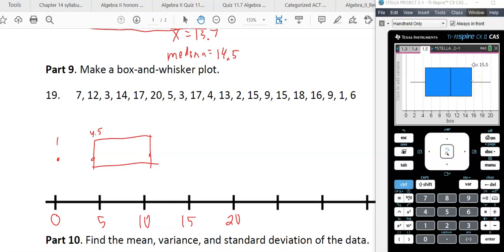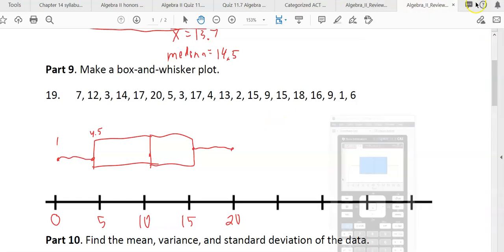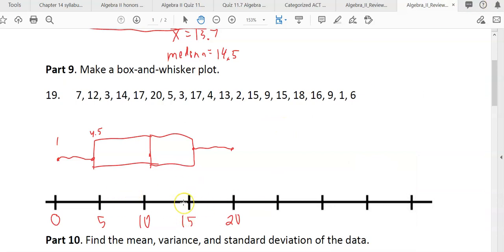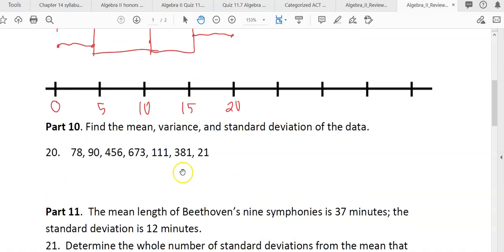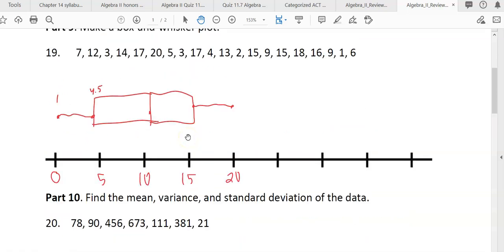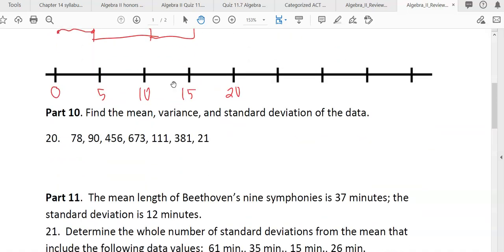Q3 is 15.5. And the max is 20. Or something like that. That's pretty good. As long as your scale is nicely ordered and you plot the points correctly. It's not a bad idea to write what they are. I stopped doing that, but I probably should have written 10.5 and 15.5, etc.